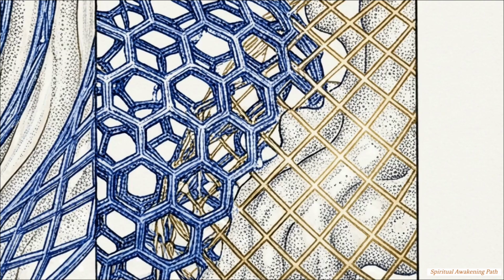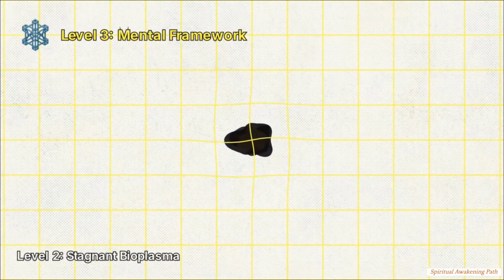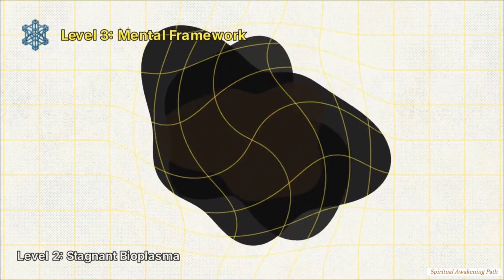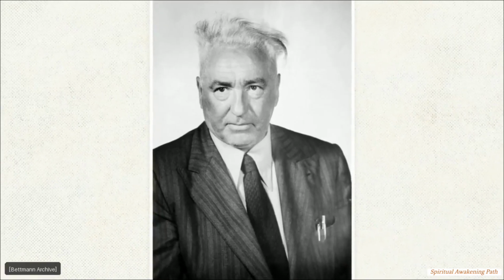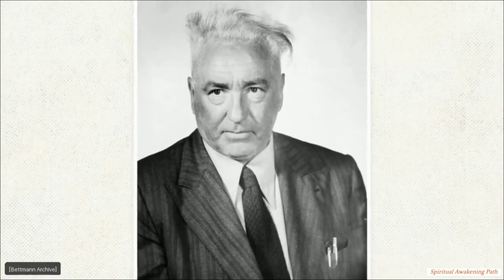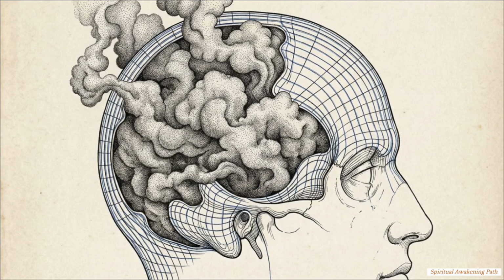When emotional pain is suppressed, the fluid bioplasma in Level 2 stops flowing and stagnates. This stagnant fluid physically squeezes and distorts the rigid grid of Level 3, generating distorted negative thought forms. This stagnant, undercharged life force was documented by Wilhelm Reich, who referred to the phenomenon as dead orgone energy, or DOR. Chronic mental distortions are often the result of mechanical pressure from adjacent, stagnant emotional bioplasma.